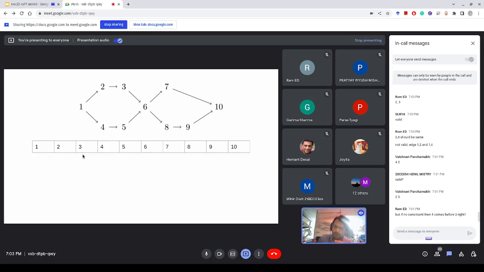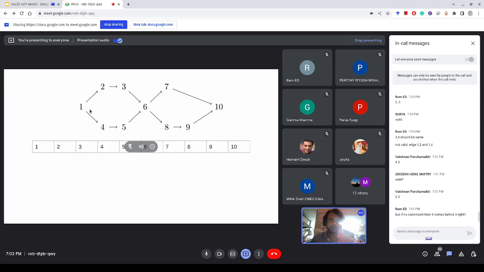So the topological order is not a unique permutation. There can be various permutations that satisfy the topological order. As Ram pointed out, if you were to exchange 4 and 3, you will still get a valid topological order. What are the only constraints we have right now? We have to have 1 placed at the very beginning. If we place 1 anywhere else, then it will break the topological order.